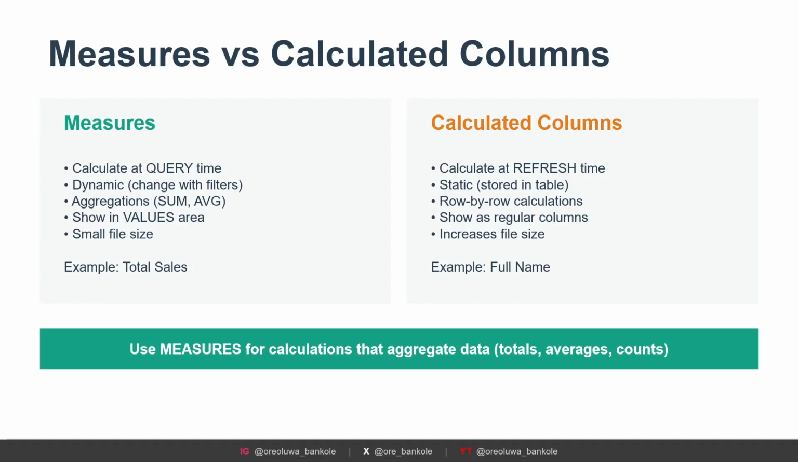Something as small as is equal to sum. So it is very, very small compared to the other big boy, the calculated column. So what is a calculated column? A calculated column is a column that is created inside a table using DAX.